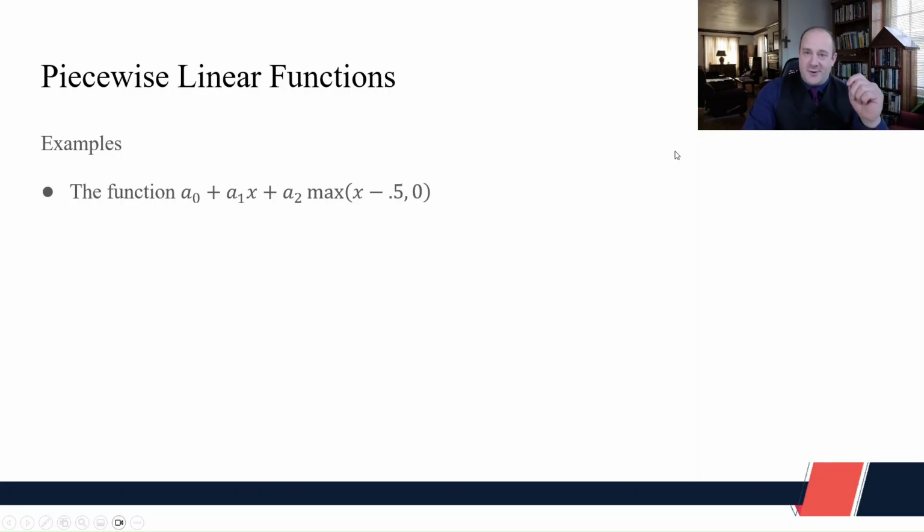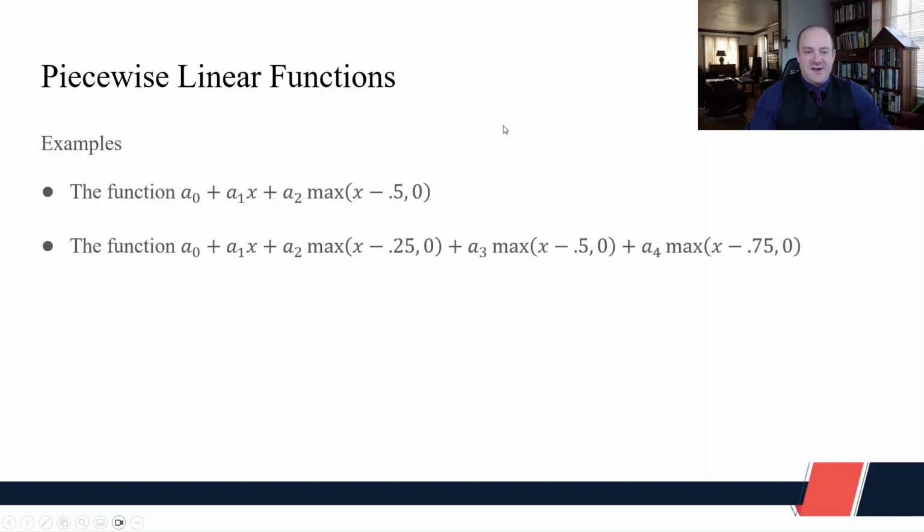So, what is a piecewise linear function? Well, it's a function that looks like this. It's just a linear combination of stuff. What is the stuff? Well, there'll be linear terms, and there'll be terms that look like a transformation of your predictor variable. You take a look at max of your predictor variable minus some constant, and 0. And then take a linear combination of those guys. And that's a piecewise linear function.